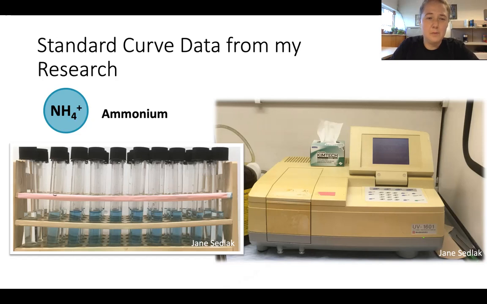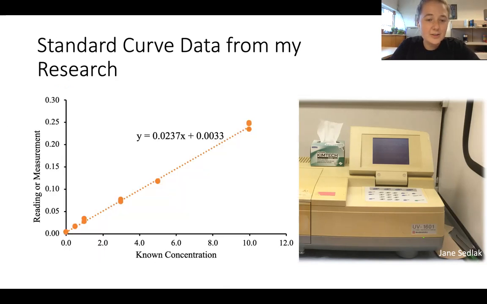Now, in order to measure ammonium, which we don't know what the background concentration is, we create a set of standards that we do know how much ammonium is in and use that to create a standard curve. So this data can then be graphed to create a curve that we can then use to calculate our unknowns based on what we measure on the spectrophotometer.